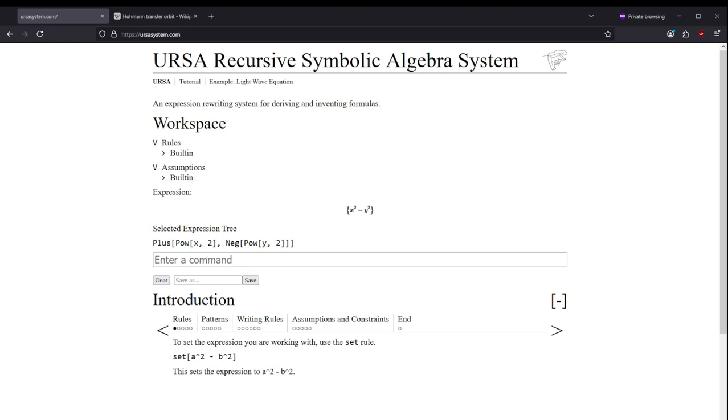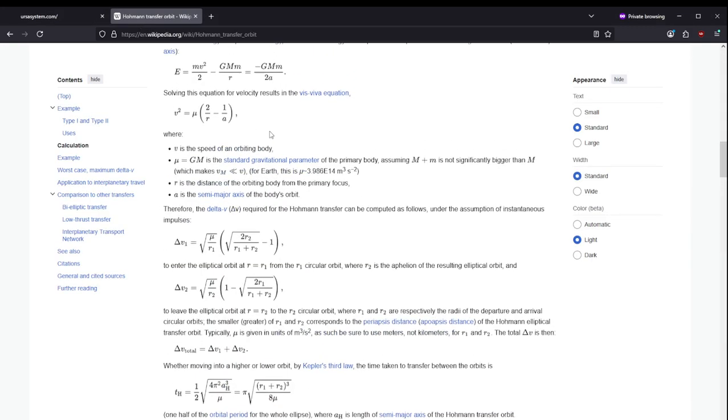Hello, I'm going to do another quick example derivation in URSA. This time I'm going to derive the impulse for the Hohmann transfer orbit, which is a transfer for switching between two circular orbits, and it would be useful for something like sending a space vehicle from the Earth to Mars. So I'm going to derive the impulse. I have this Wikipedia page open for reference.